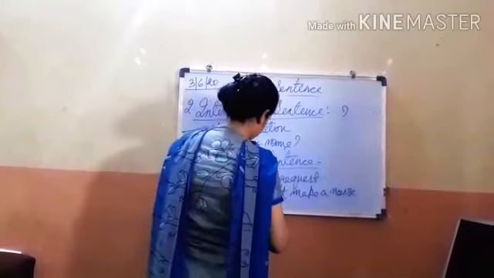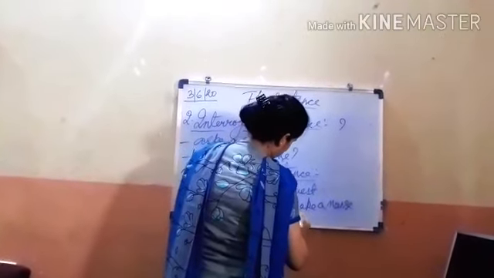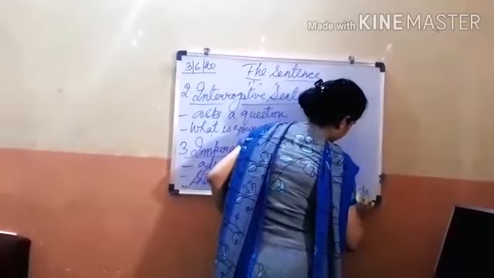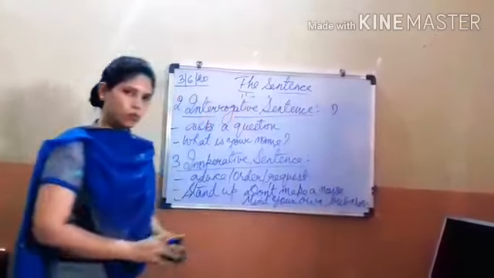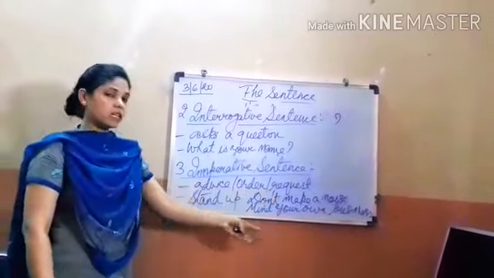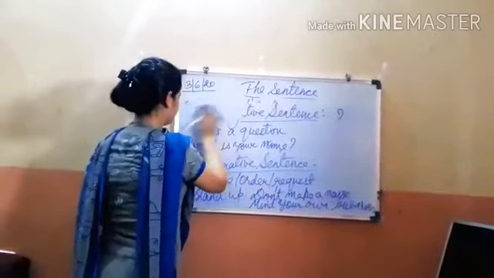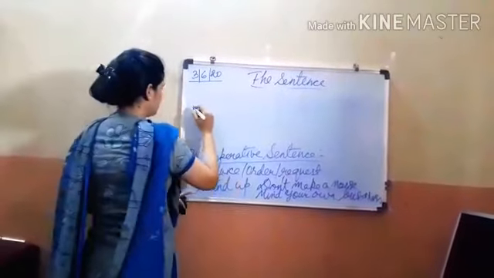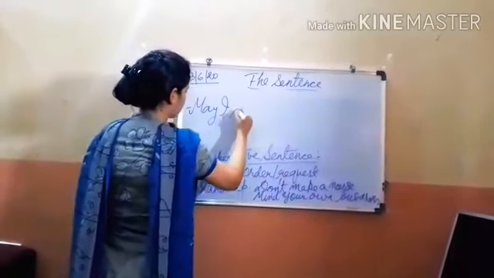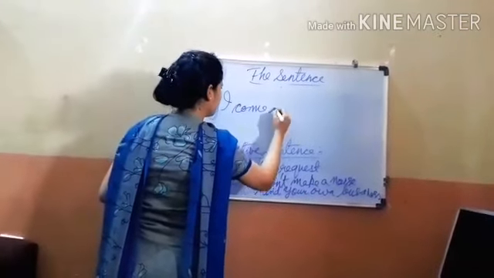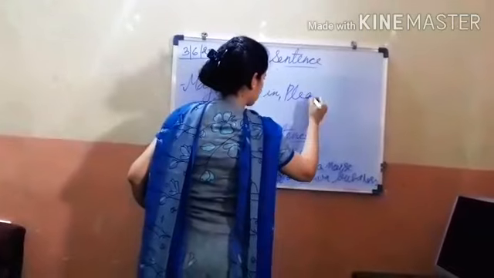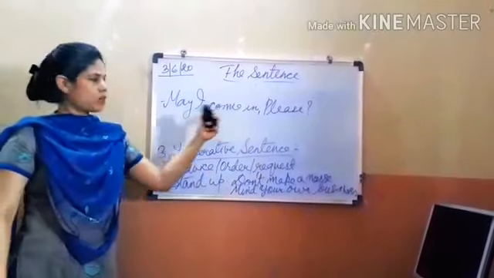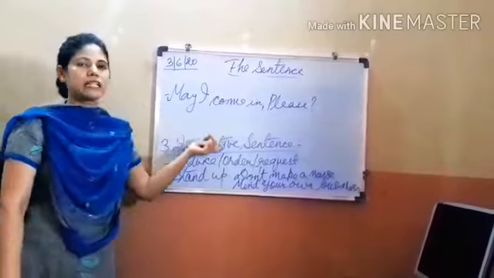Mind your own business. Then these are all commands. Request: may I have a glass of water? Or may I come in? Please, this is a polite request. And since I'm taking permission, I have to put a question mark here. It's not a simple statement. I have to put a question mark because I'm taking permission. But it is an imperative sentence, a polite request made.